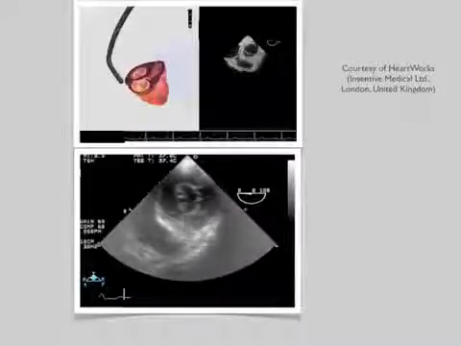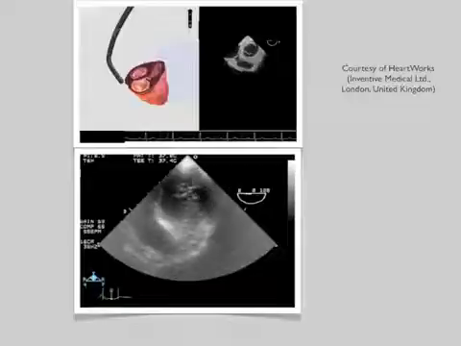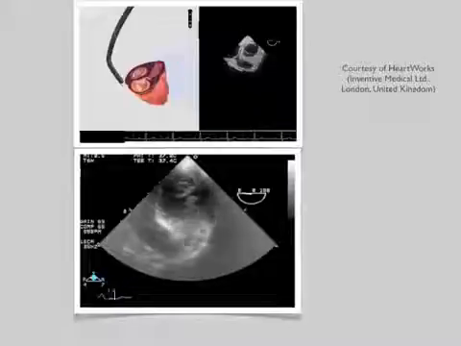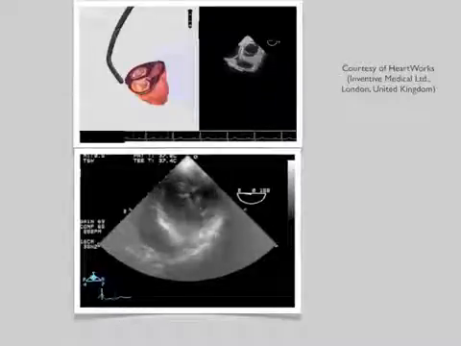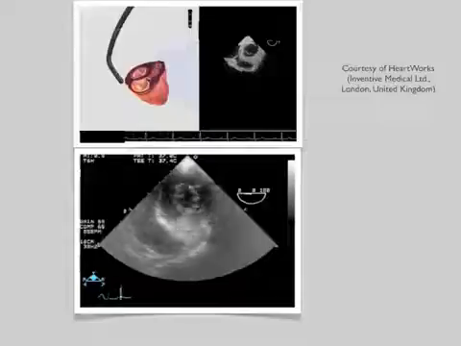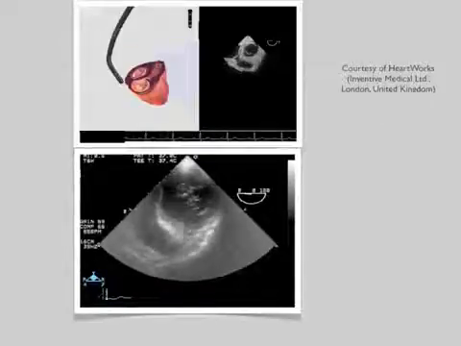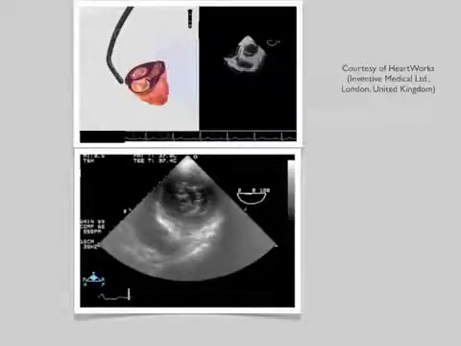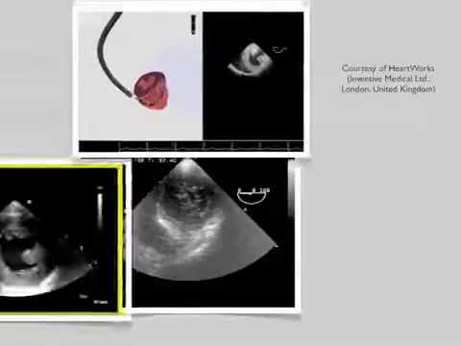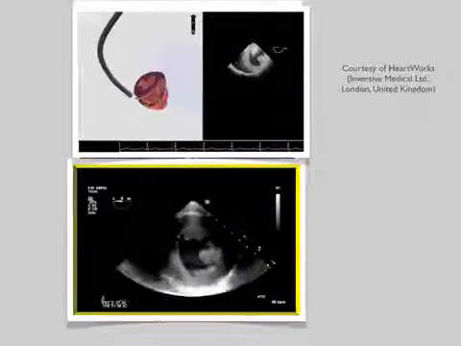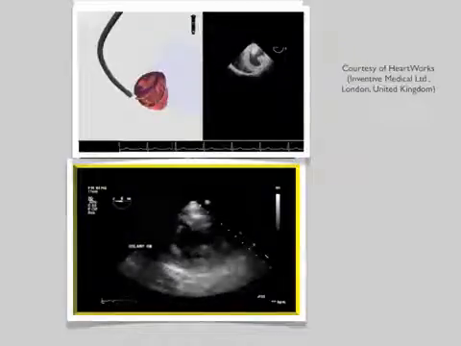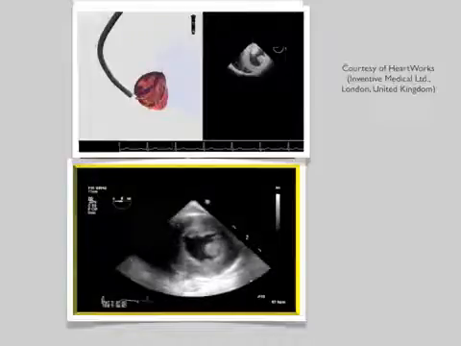This slide shows the probe positions and images acquired in transgastric views. These views are obtained by advancing the probe into the stomach. Most proximally, the basal transgastric or fish mouth view can be seen. This shows the mitral valve apparatus and the basal segments of the left ventricle. Advancing the probe and slightly antiflexing the probe will show the mid-papillary transgastric view, which shows the mid-segments of the left ventricle.